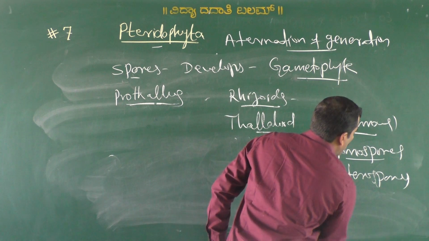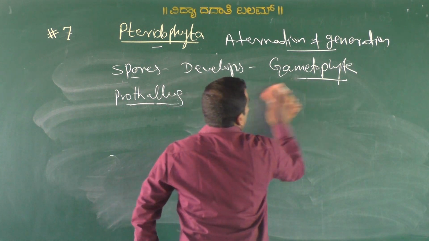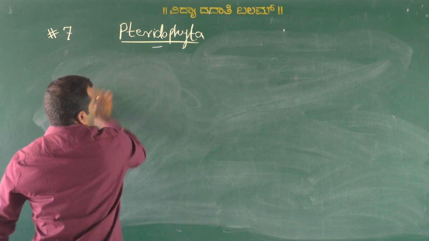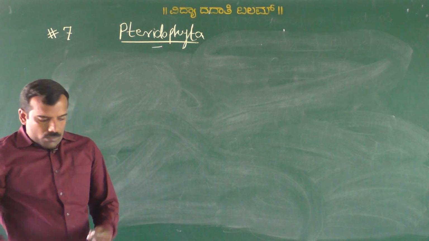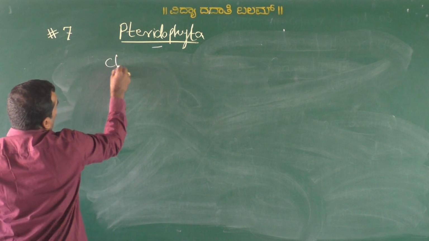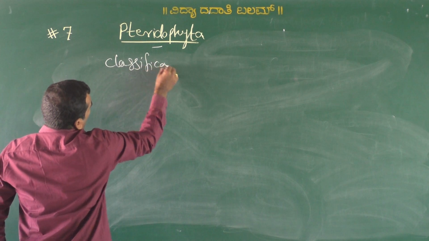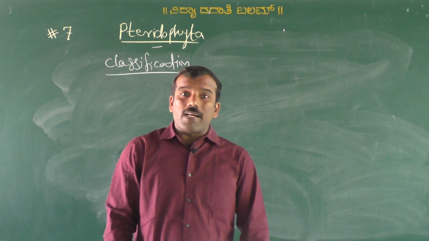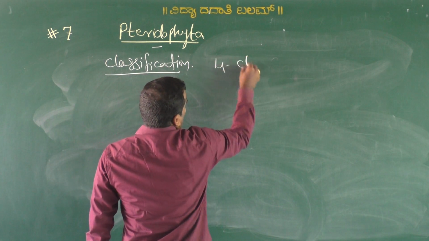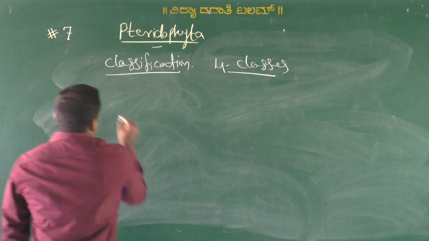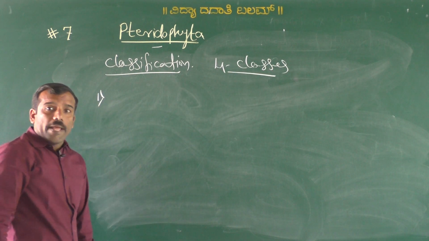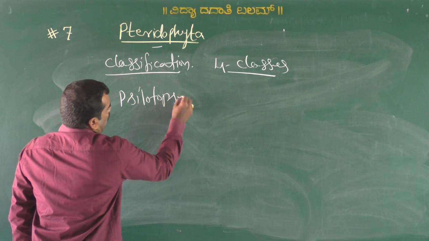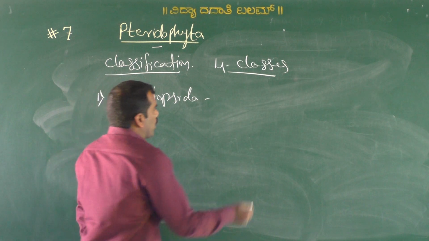Then classification of pteridophytes. Pteridophytes are classified into 4 classes. How many classes? 4 classes. Number 1, Psilotopsida. The best example is Psilotum.